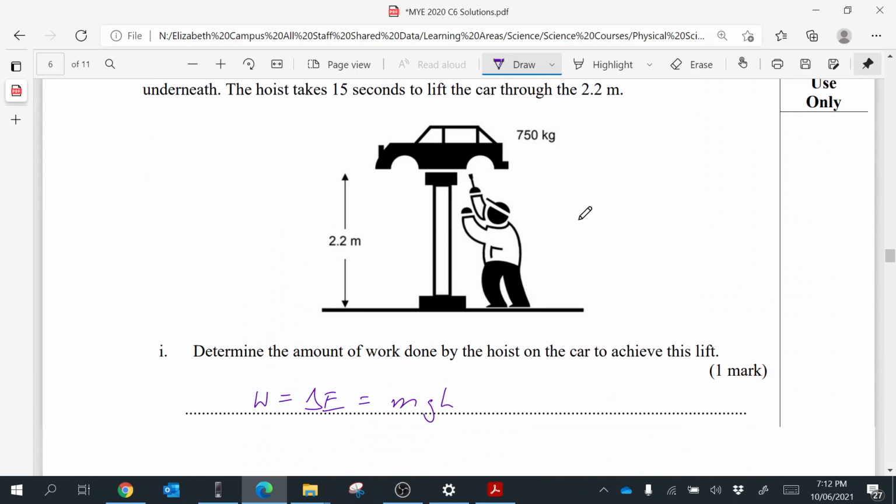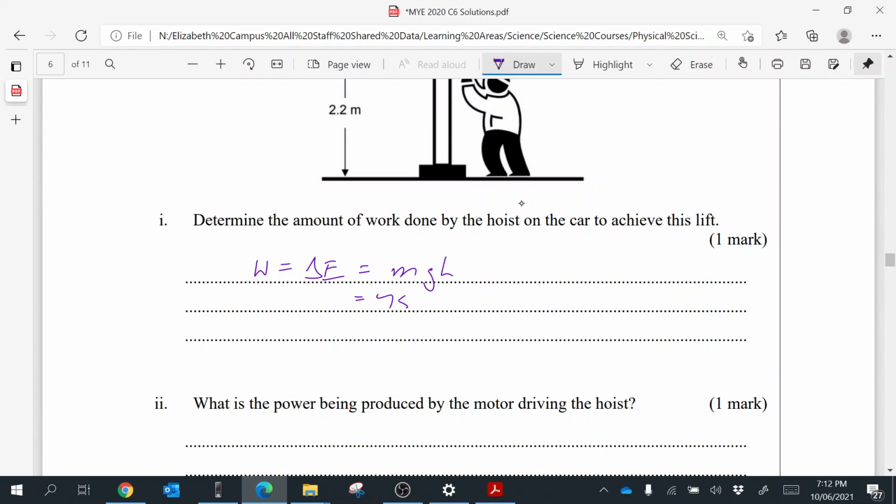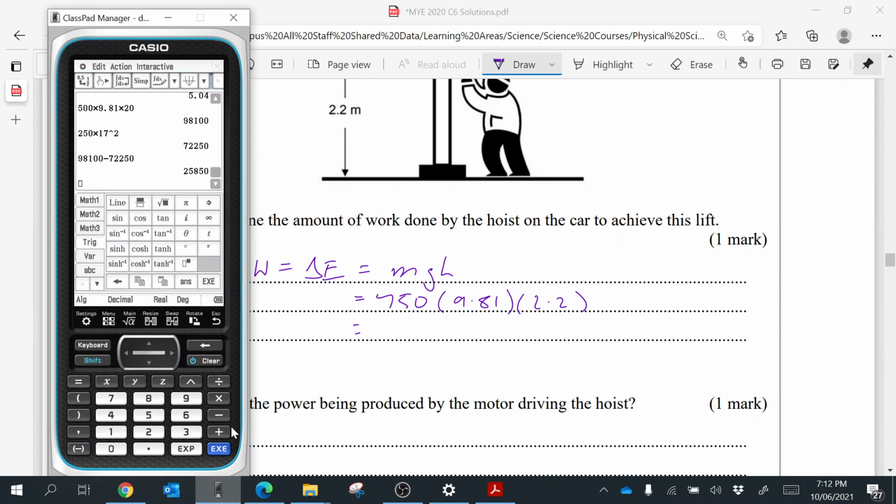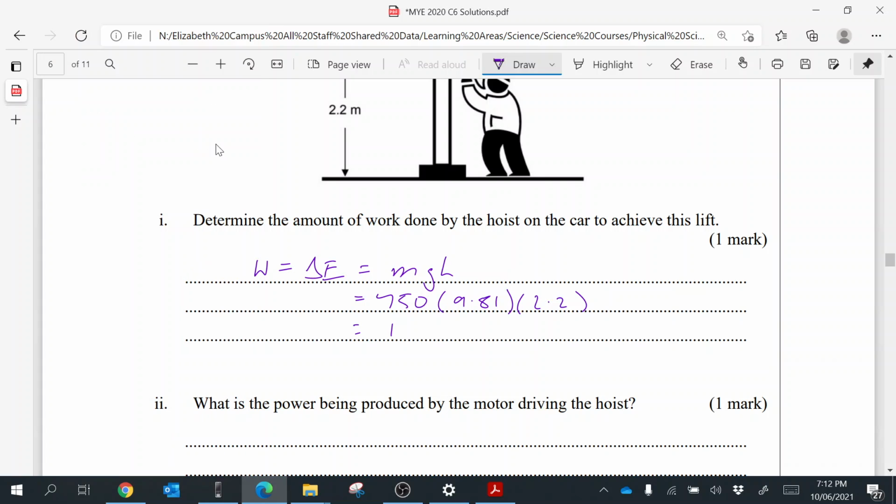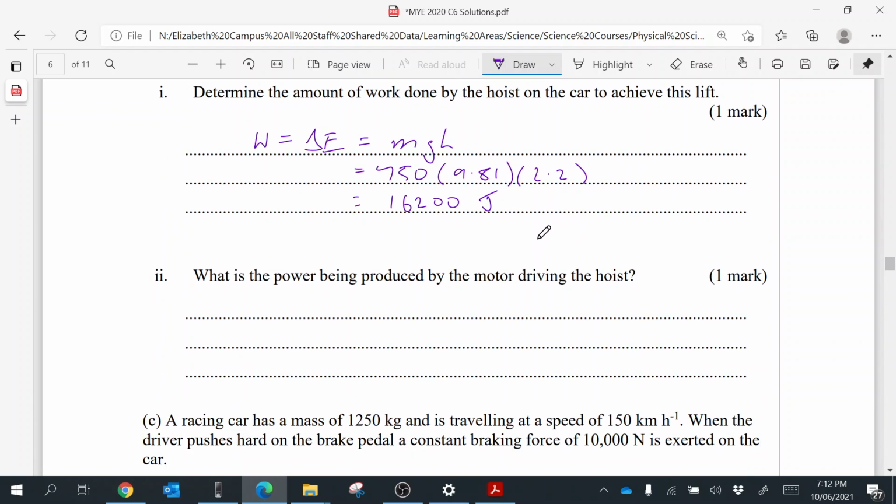The mass of the car is 750 kilograms. 750 kilograms times 9.81 times 2.2 meters, which is the height. So we go 750 times 9.81 times 2.2. And it's equal to, let's put them all in. I might just go 3 significant figures. So 16200 joules. Okay, technically you could probably really only go 2 significant figures, but we'll go to 3.